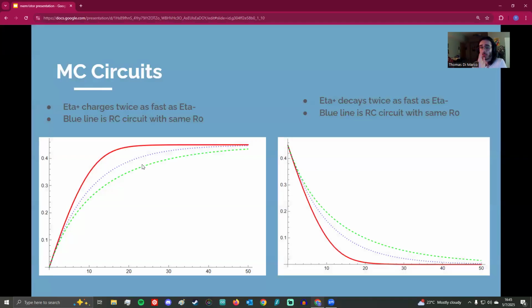Basically, the boundary is either all the way on the doped or all the way on the undoped side. When the memristor starts in the all-the-way doped region, its resistance is lower. That means it charges faster than both the regular RC circuit and the other MC circuit. The opposite is also true: since it has a lower resistance, it also discharges quicker, and you can see that this one is lower.